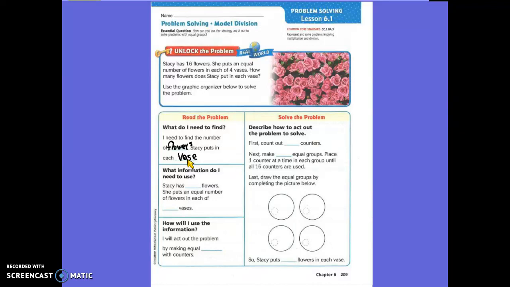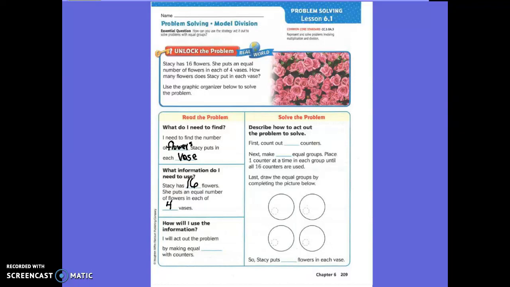Okay. Now, what information do I need to use? I have a sentence starter for you. Stacy has blank flowers. How many flowers did it say she had, guys? 16. 16 flowers. And she puts an equal number of flowers in each of how many vases? 4 vases. Okay.